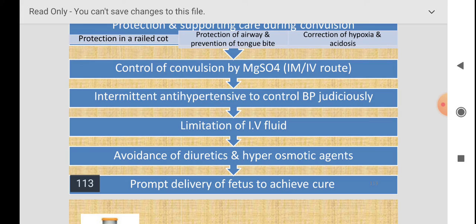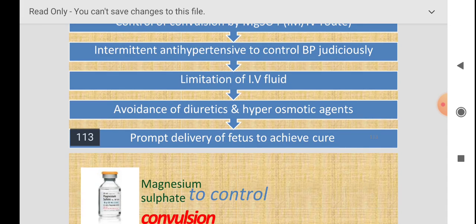Limitation of IV fluids, because of the risk of overload and development of pulmonary edema. Avoidance of diuretics and hyperosmotic agents, because already the intravascular volume is low. If you give any diuretics, what happens? Again, there is further reduction of the intravascular volume, which could lead to sudden IUD. Then there should be prompt delivery of the fetus to achieve the cure.